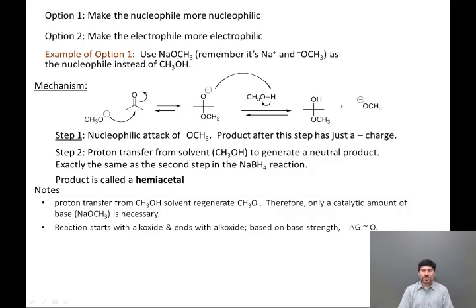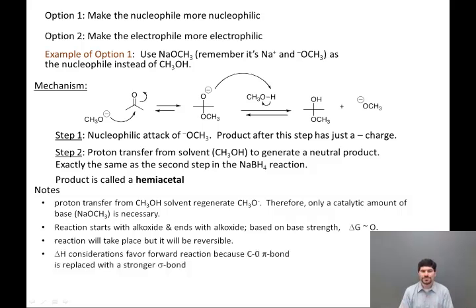Now, in terms of the equilibrium for this reaction, we have an alkoxide, which is a fairly strong base, at the beginning of the mechanism, and we have an alkoxide, which is still a fairly strong base, at the end of the mechanism. So this reaction is not generating a weaker base. Based solely on the strength of the base, delta G should be about 0 for this reaction. Therefore, the reaction will take place, but it will be reversible. This reaction can go forwards or backwards.